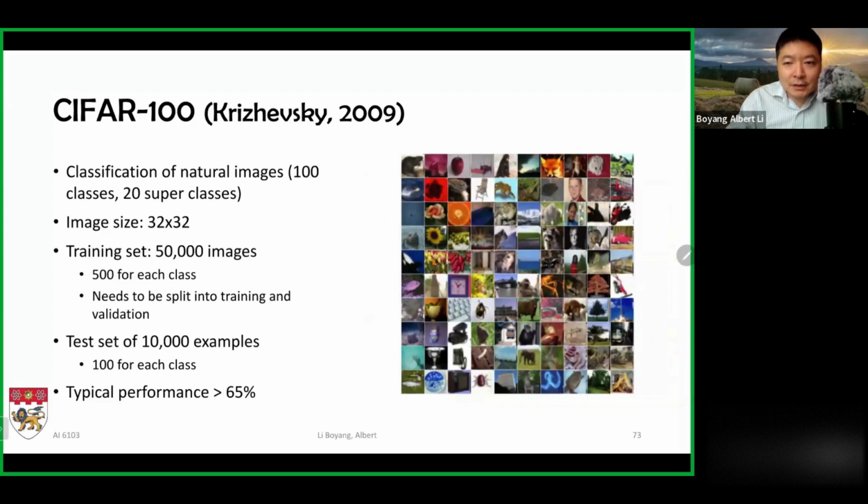CIFAR 100 is somewhat more difficult. It is still of comparable size to CIFAR 10, but it contains 100 classes, and each class contains only 500 examples, which makes this data set much more difficult. And typical performance, if you use simple networks, should give you about 65% or higher.